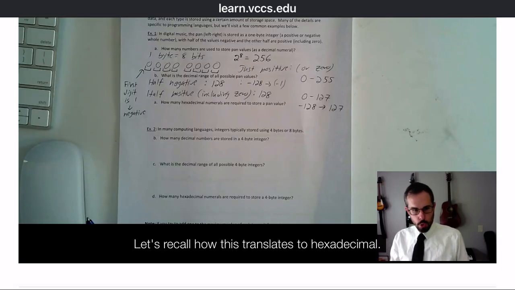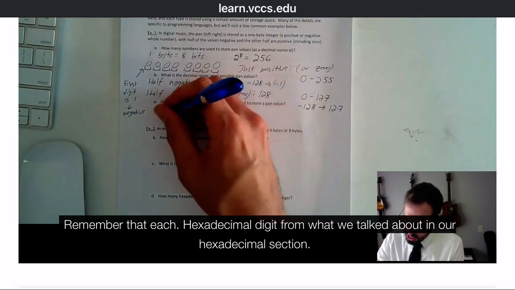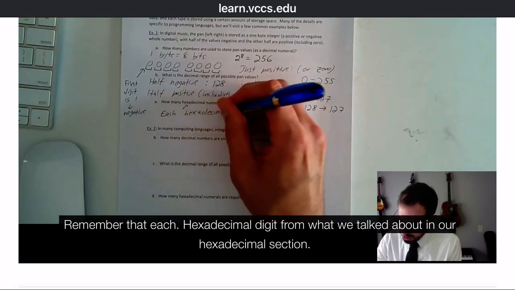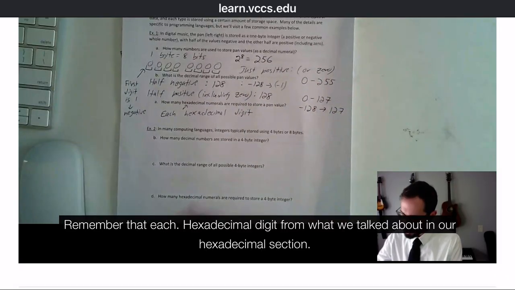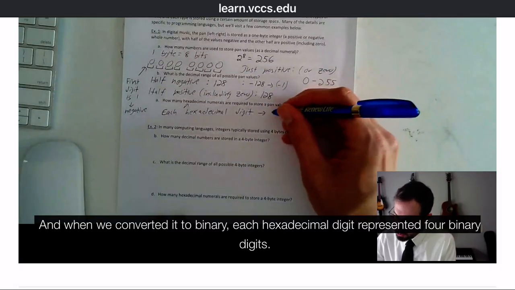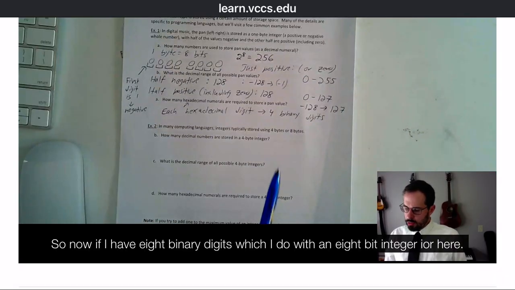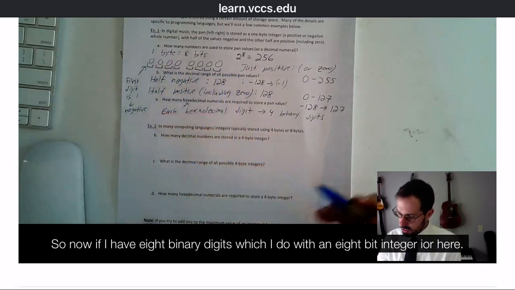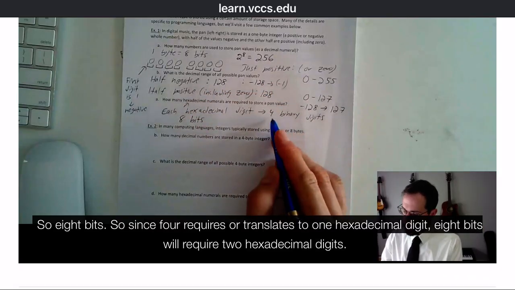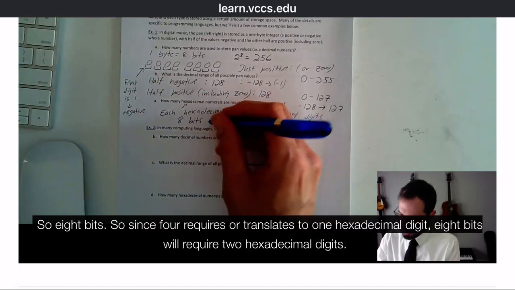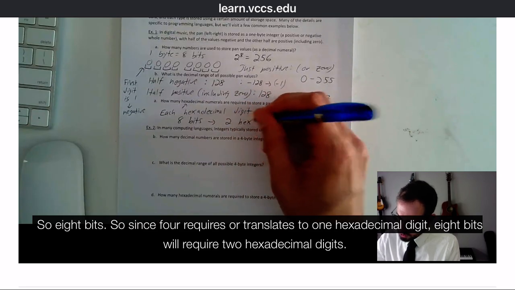Let's recall how this translates to hexadecimal. Remember that each hexadecimal digit, from what we talked about in our hexadecimal section, when we converted it to binary, each hexadecimal digit represented 4 binary digits. So now if I have 8 binary digits, which I do with an 8-bit integer here, since 4 translates to 1 hexadecimal digit, 8 bits will require 2 hexadecimal digits.